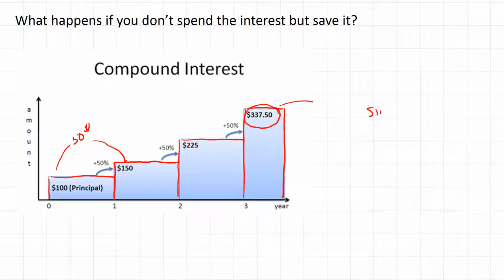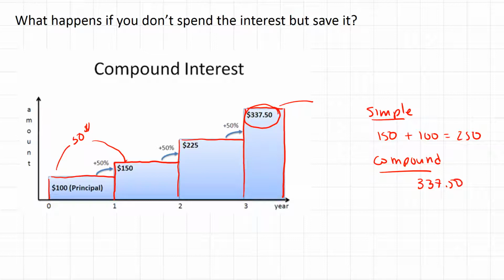So on simple interest in the last example, you had $150 of interest plus the $100 principal in the bank account, which is $250. In this compound interest example, you made $337.50 by the end. So compound interest is way better because you are making interest on your interest.